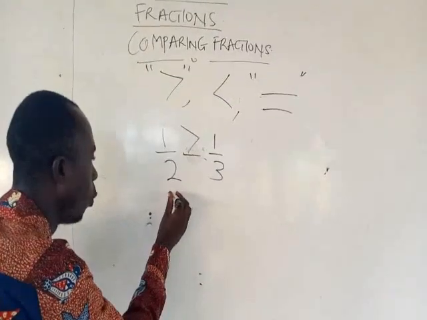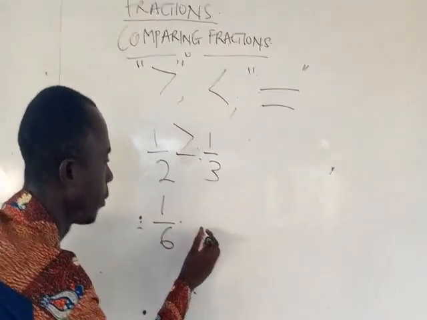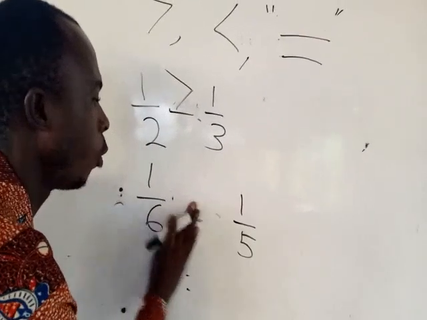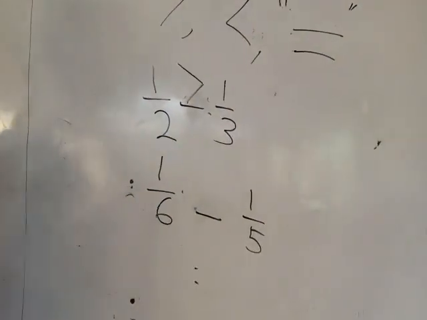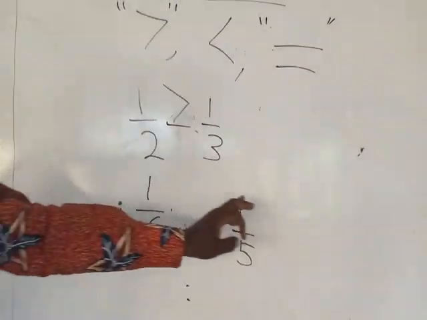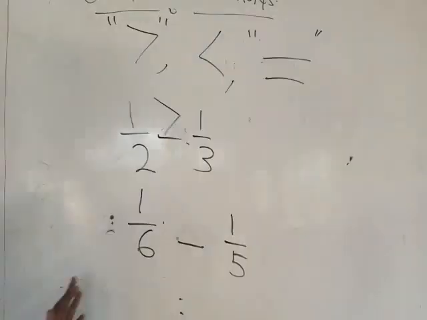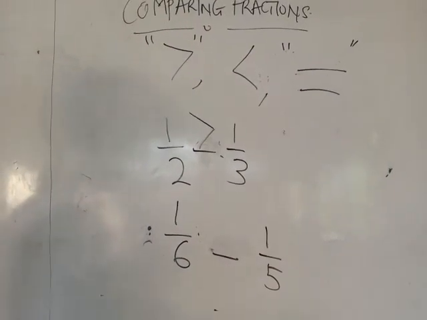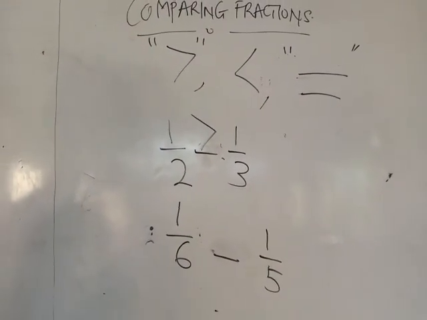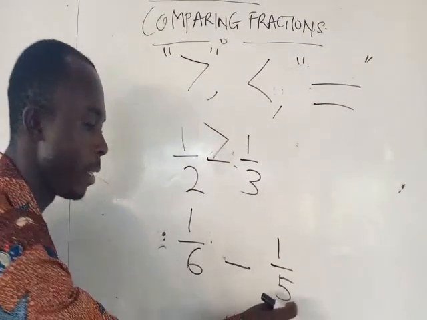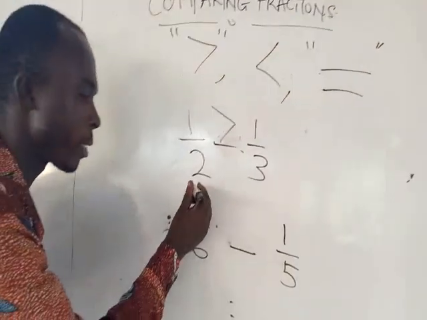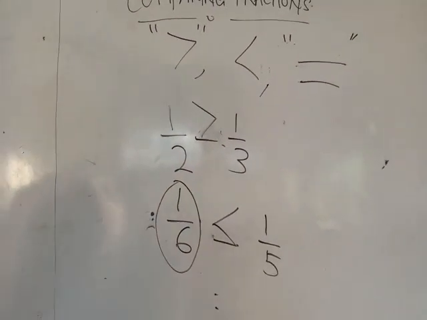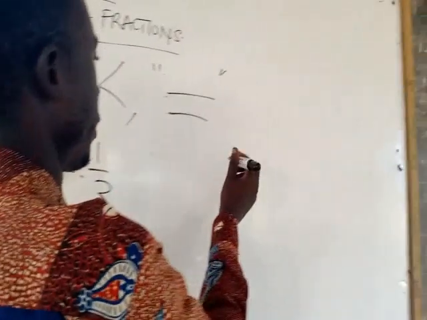Another example, 1 over 6 and 1 over 5. If you are asked to compare these two fractions, we are having same numerators here. You ask yourself, what is the least denominator? And always the least denominator is the what? Greatest. This means this is greater than this. So 1/6 will be less than what? 1/5.